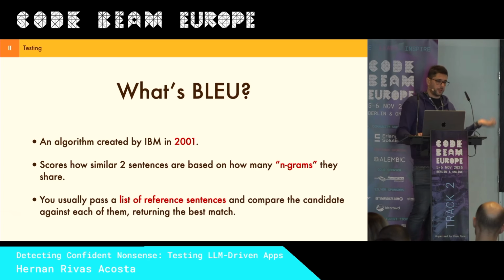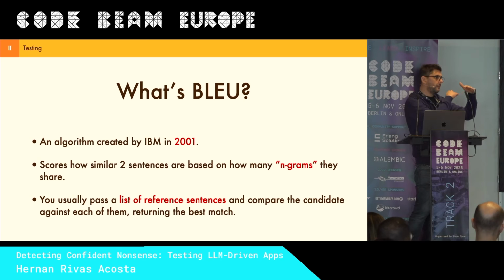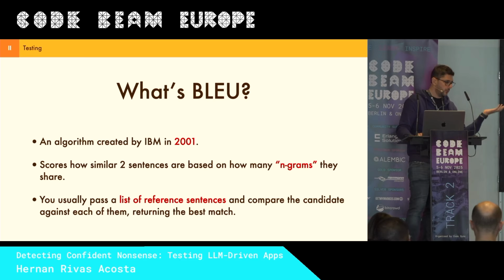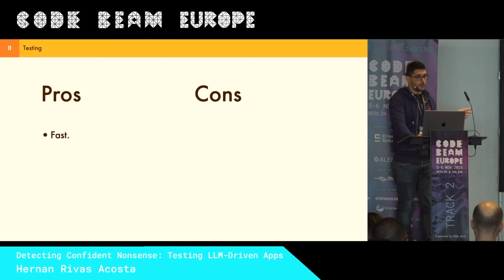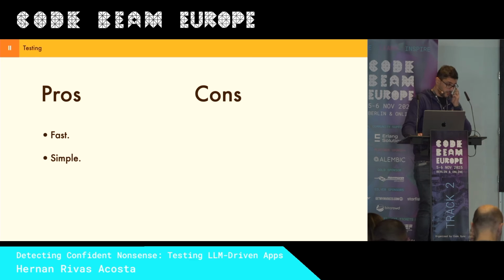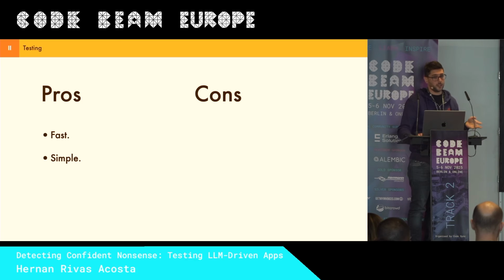Then it scores it based on this, and normally what you do is you give it a list of sentences you are okay with as replies, plus the actual reply you got, and then you score it. Is it similar to any of them? This is actually very fast. It's super simple to understand. You could code this if you see the statistical method it uses. Honestly, you can code it in a couple of hours.